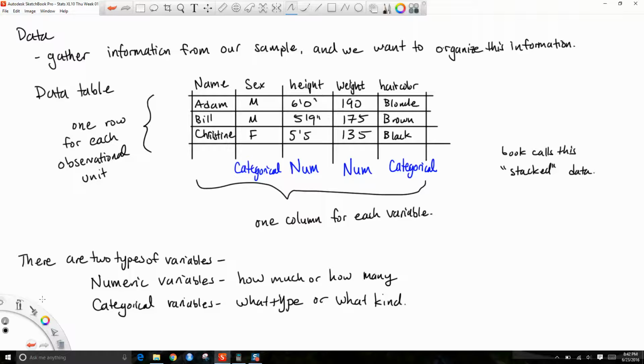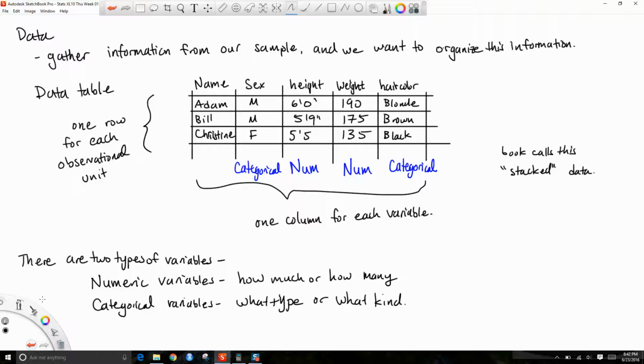Yeah, area code would be categorical. Even though it's represented by a number, it doesn't tell us how much or how many. If your area code is 818 and someone else's area code is 310, it doesn't make sense to say, I have 508 more area code than you. That kind of comparison doesn't make sense.